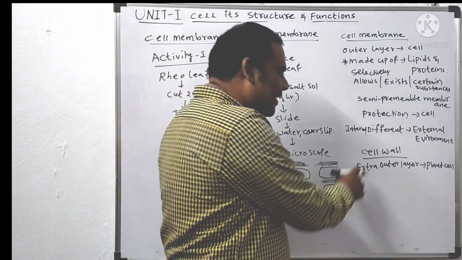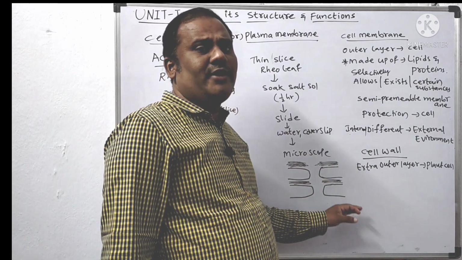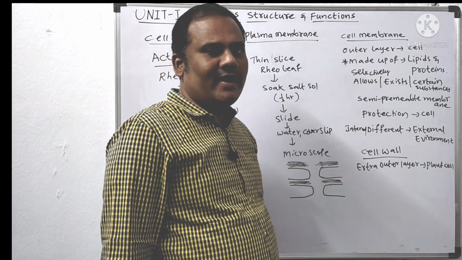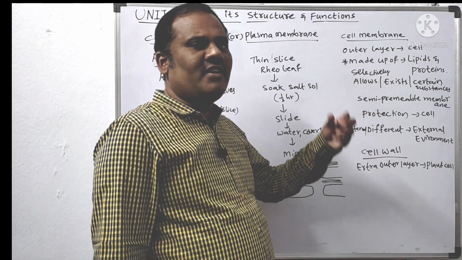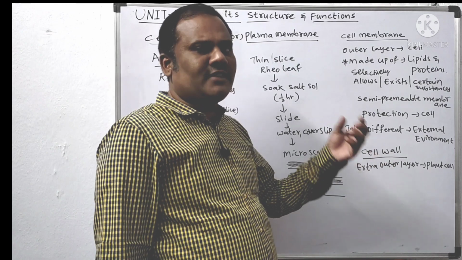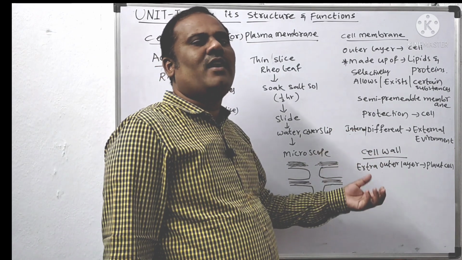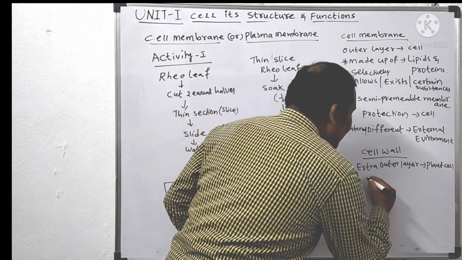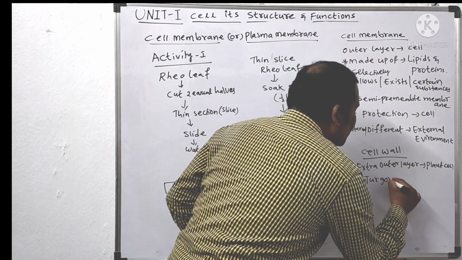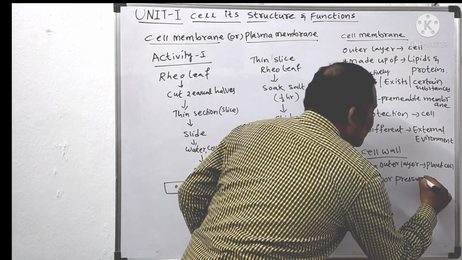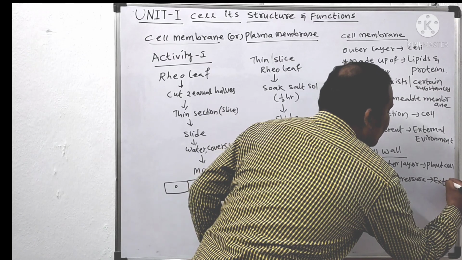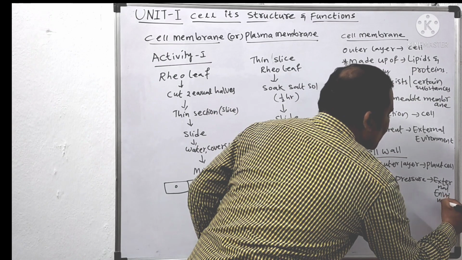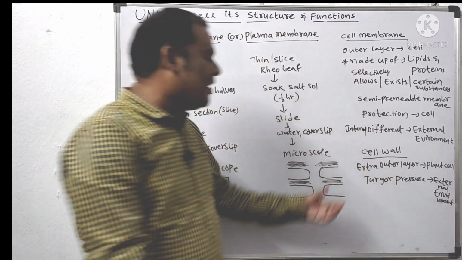In the beginning, they used to say that the cell wall is a common organelle. But nowadays, after the development of several instruments and thorough research, they came to know that the cell wall has a prominent role. Why? Because the cell wall shows turgor pressure against the external environment.